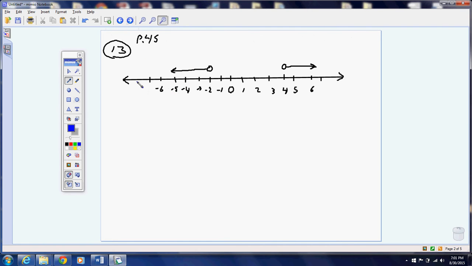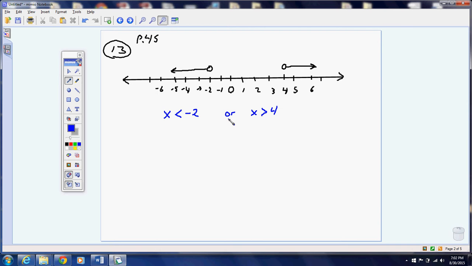Okay, let's move along to problem number 13. We are told here, write the compound inequality that is represented by the graph. Well, we have a negative 2 here, and negative 2 is not included, but it's everything less than negative 2. So we have X is less than negative 2, and then we have to have an or, everything that is greater than 4, and 4 is not included. So we have X is greater than 4.